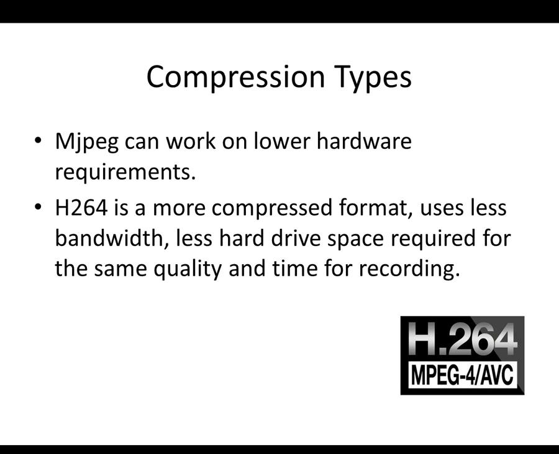We have a couple compression types. What compression does is it compresses the video image so it can use a lot less hard drive space. So MJPEG can work on lower hardware requirements, but uses a lot more data and hard drive and bandwidth, while H.264 is more compressed format. It uses less bandwidth and less hard drive space for the same quality and time for recording.